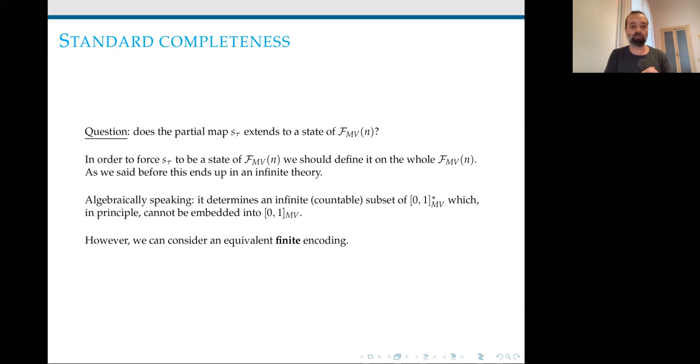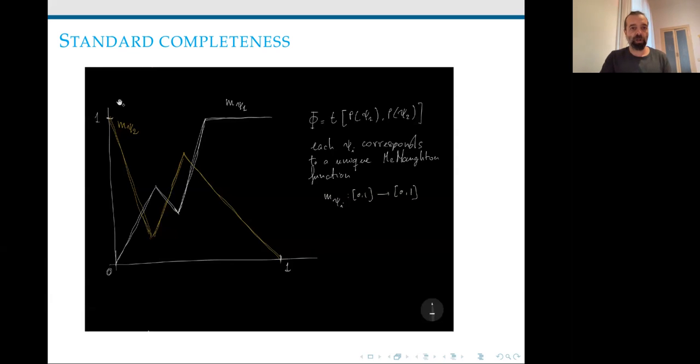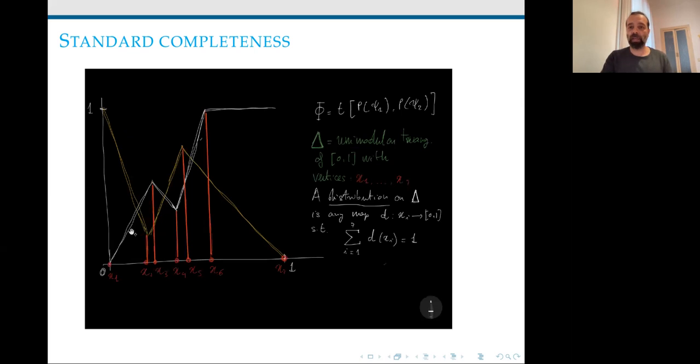However, there is another way to encode the fact that what you want is a state, and this encoding is finite: using distributions. And the idea is the following. Whenever you have events like these two, for instance, two McNaughton functions, the yellow one and the white one, you can just look at the finitely many points in which these functions are not differentiable. Believe me or not, this is enough to define a state on the whole algebra, considering not the state itself, but the distribution that is obtained by restricting the state of this partial map only to these finitely many points.